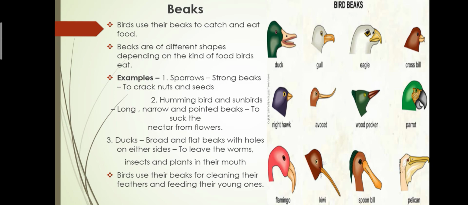Hummingbirds and sunbirds have very long, narrow and pointed beaks so they can suck the nectar from flowers. Ducks have broad and flat beaks with holes on either side so they can keep the worms, insects and plants in their mouth, and with the holes they can release the remaining water from their mouth. Birds use their beaks for cleaning their feathers and feeding their young ones.